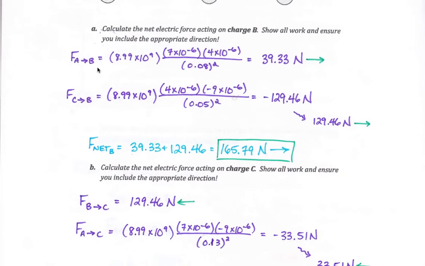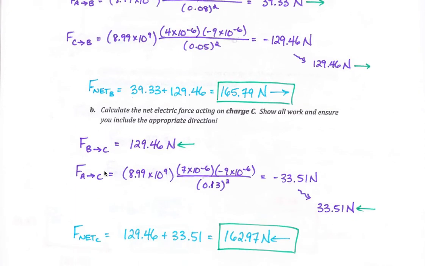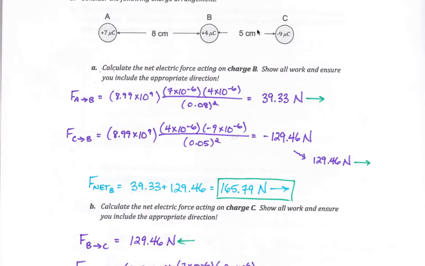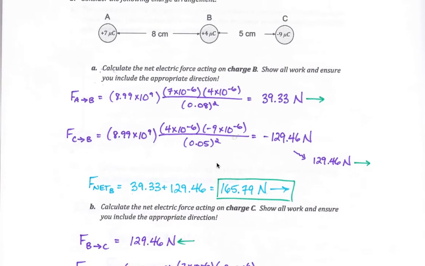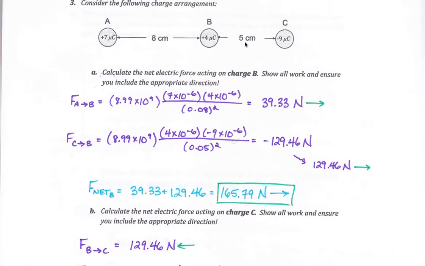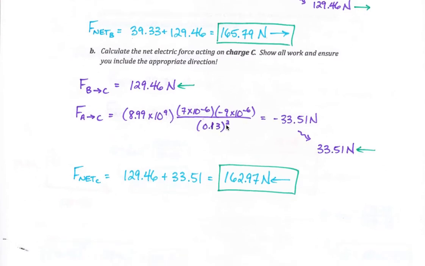Now, we calculated A on B, C on B. We have yet to look at how A affects C. We have not done that calculation, so I must now do that here. K, Q for A, which is 7, Q for C, which is negative 9, and the distance between them is 13 centimeters because it's 8 plus 5 centimeters away from one another. So divided by 0.13 squared gives me negative 33.51.